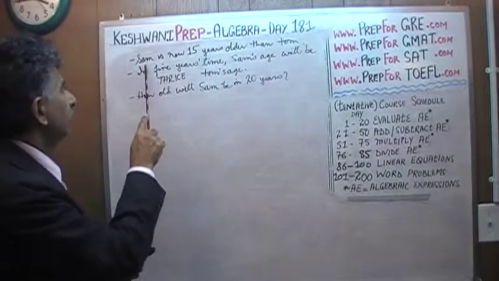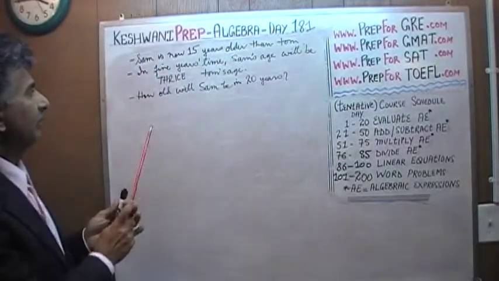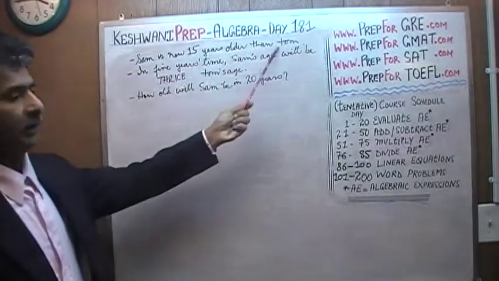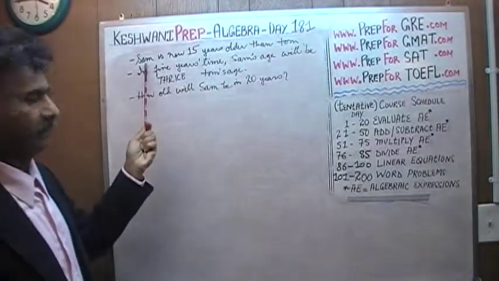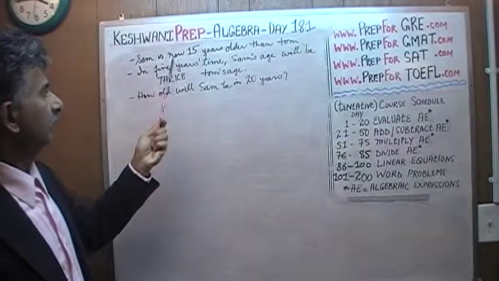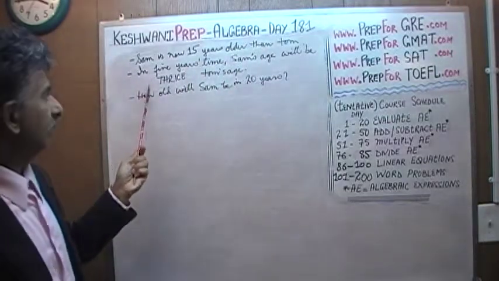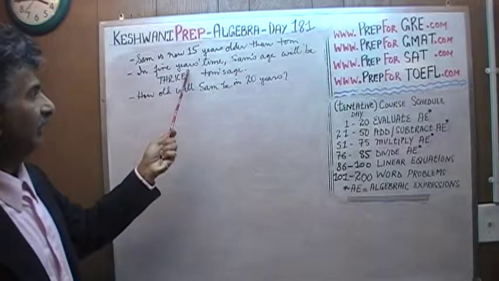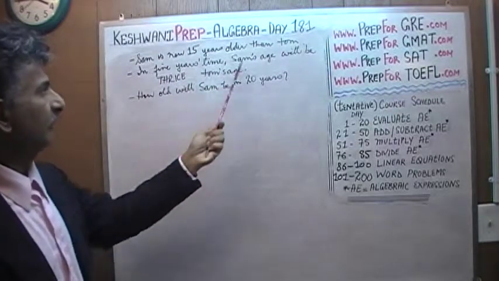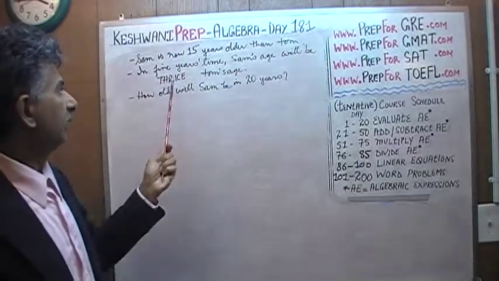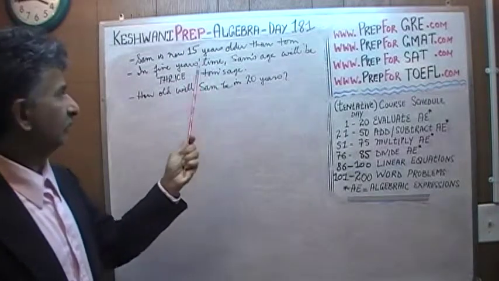I'm going to read it to you. It says, Sam is now 15 years older than Tom. So we have some person by the name of Sam, and he is 15 years older than Tom. We are further told that in 5 years' time, Sam's age will be thrice Tom's age. What does thrice mean?